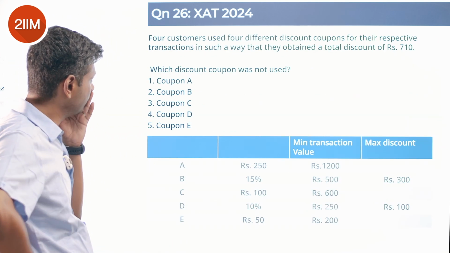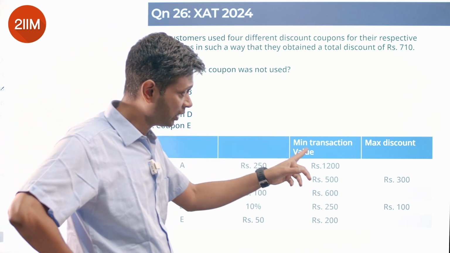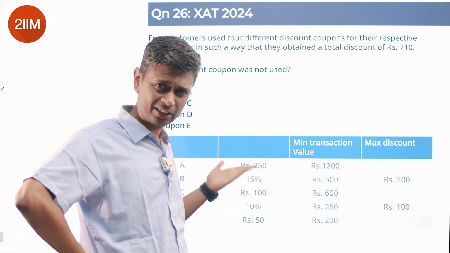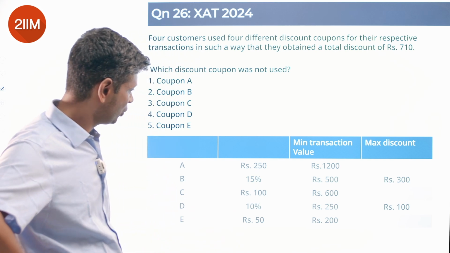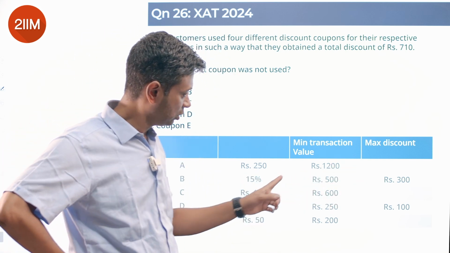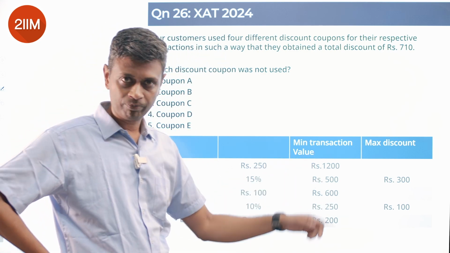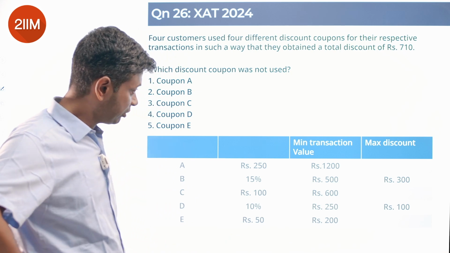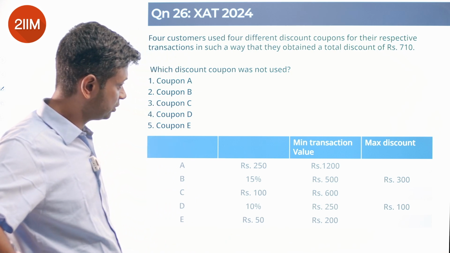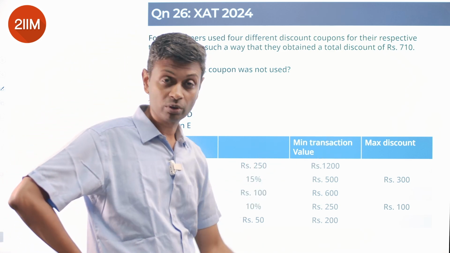I've just captured everything, put this in a system. You get 250 off, minimum transaction is 1200, no maximum discount because it's a flat number. You get 100 off, no max discount, minimum 600 rupees spent. 50 off, minimum 200, no max discount. The percentage things have a cap on them. 15%: minimum transaction is 500, maximum discount is 300. 10%: minimum transaction is 250, maximum discount is 100.